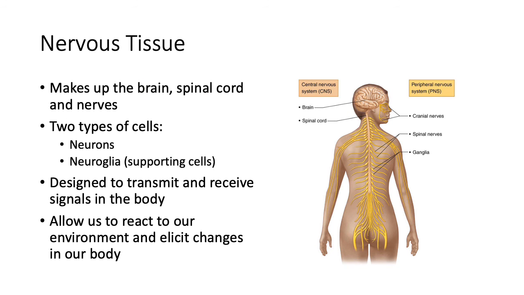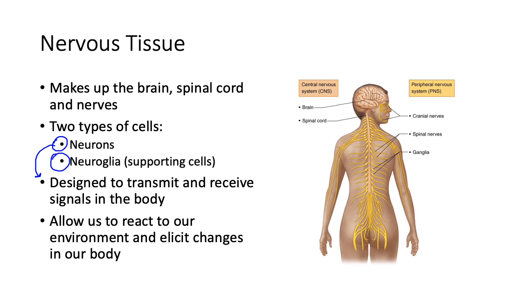And then finally, our nervous tissue, which we'll talk a lot about when we're in the nervous system. This makes up our brain, spinal cord, and nerves, and those are highlighted in this figure to the right here. Remember, we have cells working together to create this tissue, and there are two types of cells that we'll talk about. Those are the neurons. These are what you think of when you think of a nerve cell being able to send and transmit a signal. And then we have neuroglia, which are cells that keep the neurons healthy and support those cells. The neurons specifically are designed to transmit and receive signals in the body.